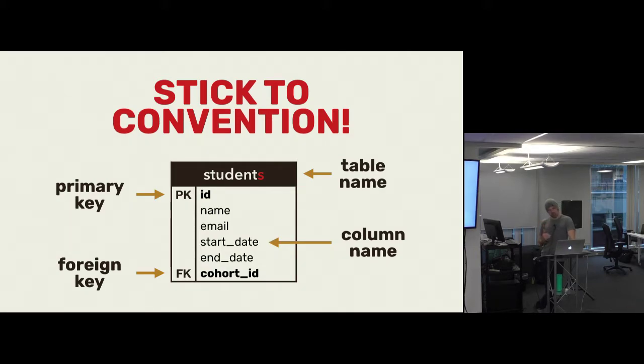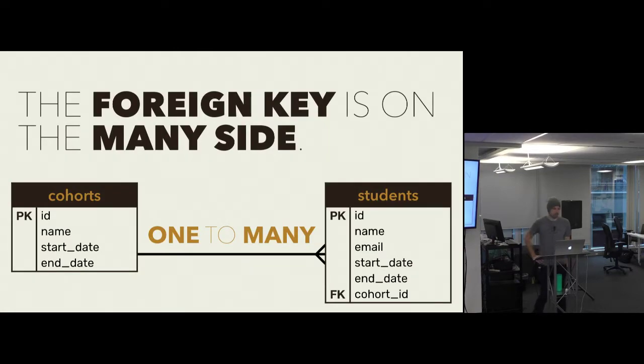And then near the end, we've got this other one here called cohort_id. And this is a foreign key. This is how we map to another table. When I say a cohort has many students, the way that we know which cohort a student belongs to is that in the row for that student, we reference back to a cohort ID. Does this make sense? Okay. This is very important. The foreign key is on the many side of the relationship.